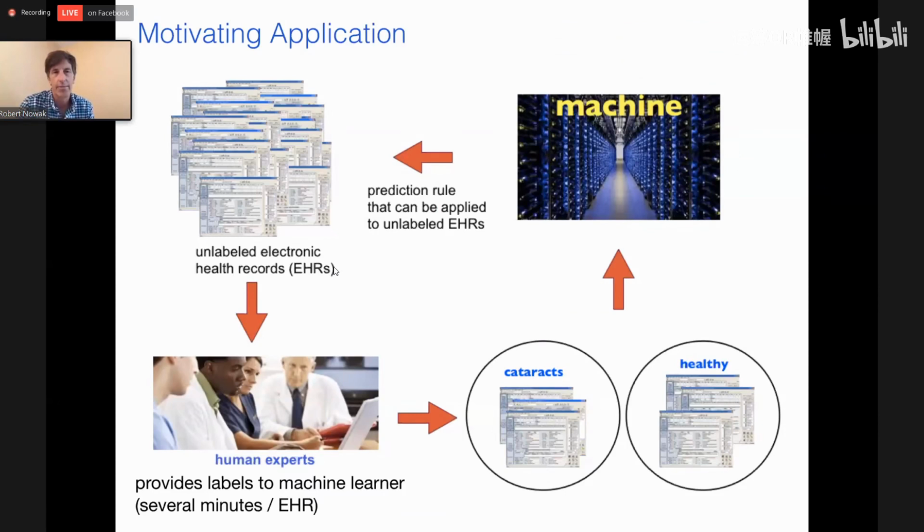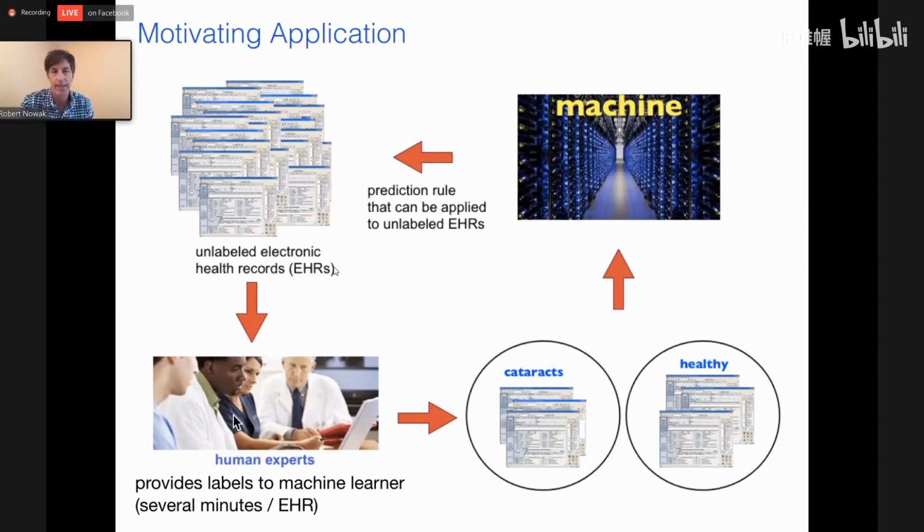Let me give you one motivating example that comes from some work we've done ourselves, in disease prediction from electronic health records. The basic idea is that we have a database of electronic health records. We can ask human experts to label those records, for example, to predict whether somebody has or may develop a disease like cataracts, and turn those labeled records over to our machine learning algorithm, which can try to build a predictive rule. It can also apply a partially learned rule to other unlabeled records, identify records that it's especially uncertain about, and then request the human experts to label those particular cases that it's having trouble with.